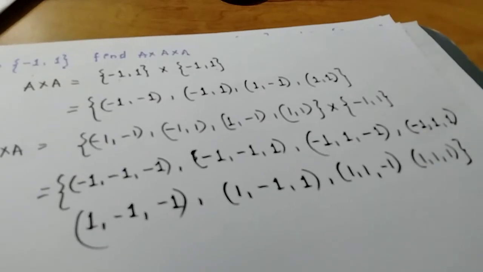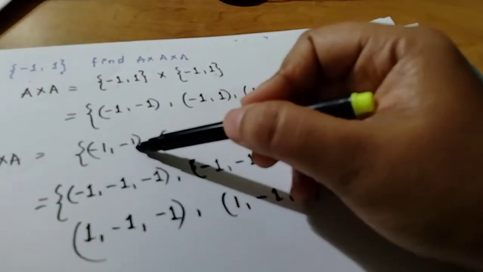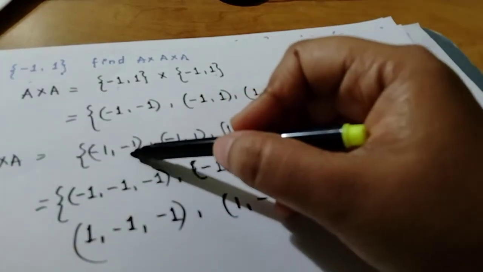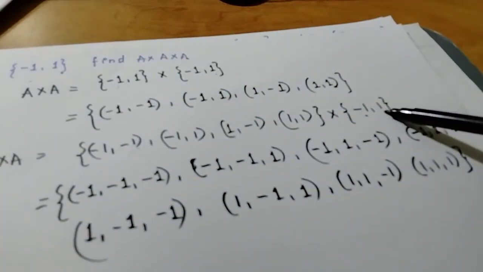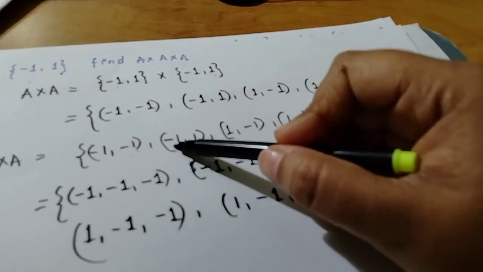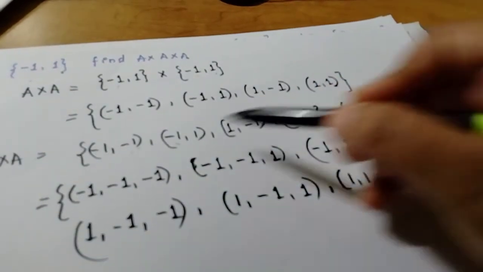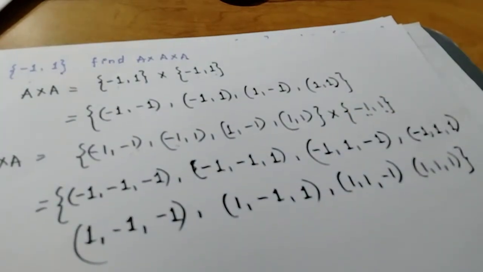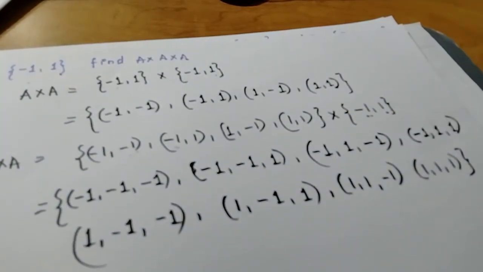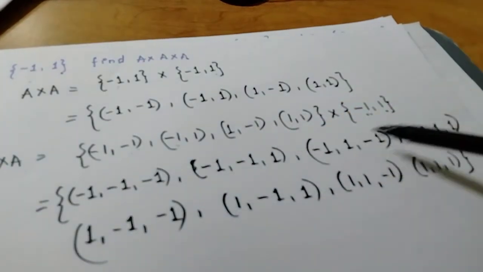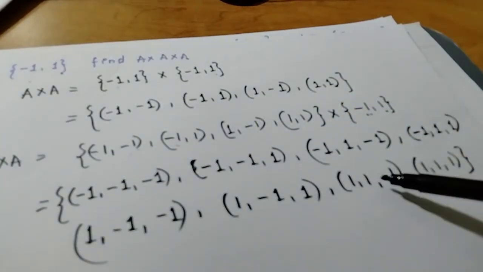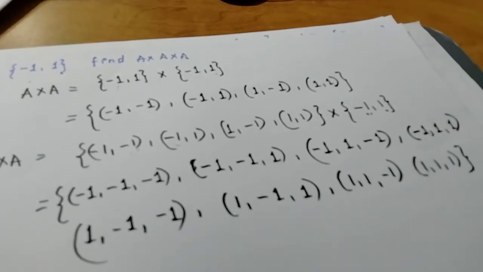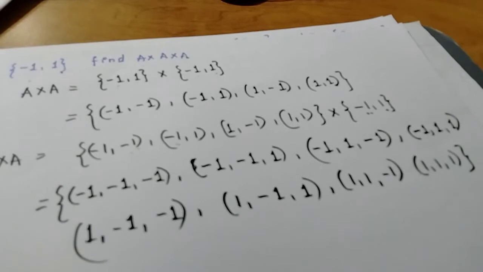So you can clearly see here, the first ordered pair, minus 1, minus 1, we pair with the first term. Next, the same pair with the second element. Like that, you have to write all the triplets. So 1, 2, 3, 4, 5, 6, 7, 8. Eight you are going to get. Okay, I hope you have solved this clearly.